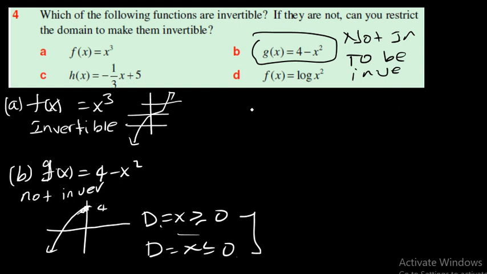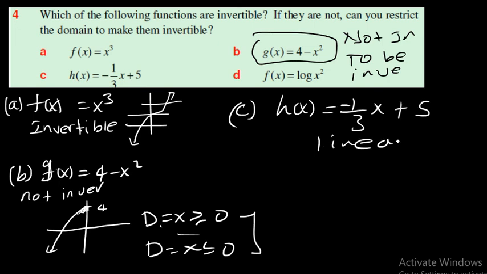Okay. C, it is the function h of x is equal to 1 over 3x plus 5, negative 1 over 3x. So this is a linear function. Linear functions don't have any problem anywhere. So it is invertible.